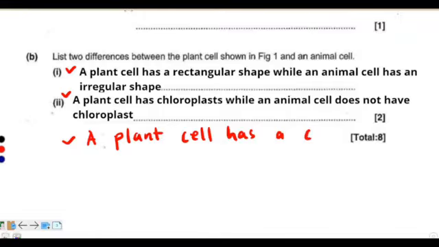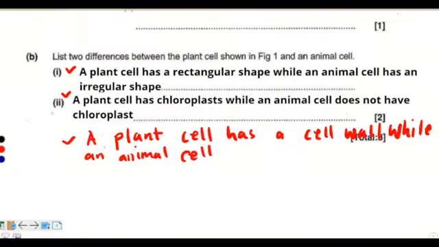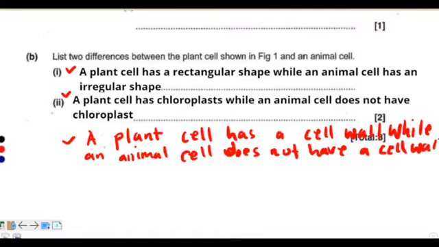A plant cell has a cell wall, while an animal cell does not have a cell wall. This is also a notable difference.